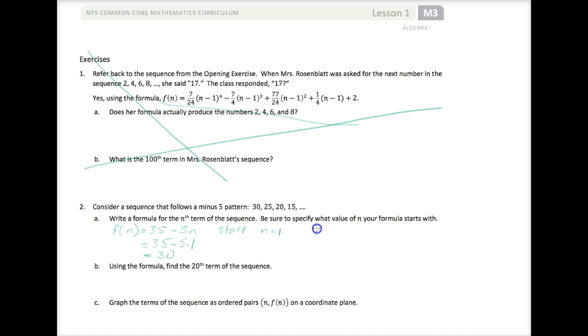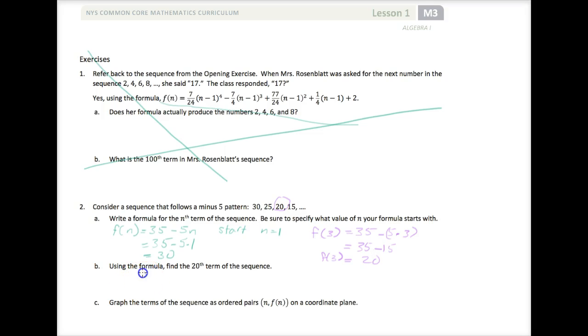We could check, well, let's make this f of 3. And the third term, 1, 2, 3, we're expecting a 20. So the term should be 35 minus 5 times 3. And let's see what we get. 5 times 3 is 15. So we have 35 minus 15. And we get f of 3, the function of 3, the third position, is 20, which is exactly what it was. So we're pretty happy. Using the formula, find the 20th term of this sequence.